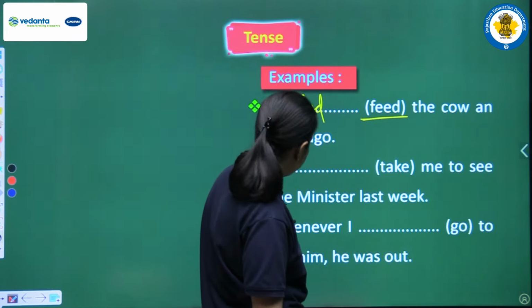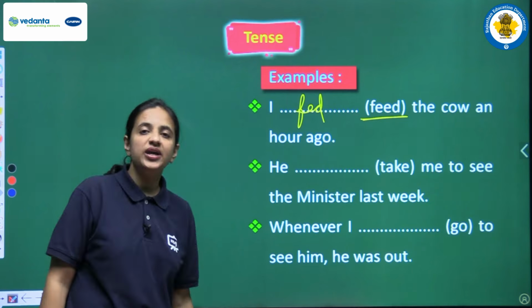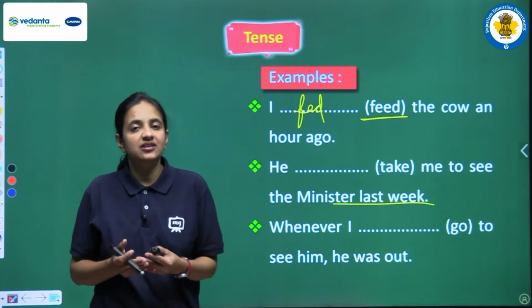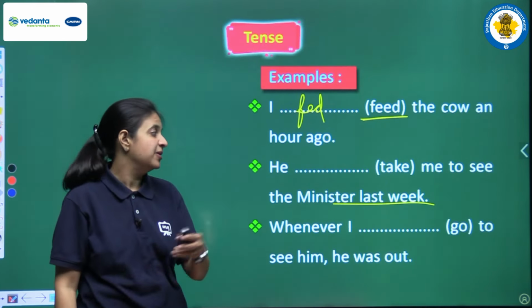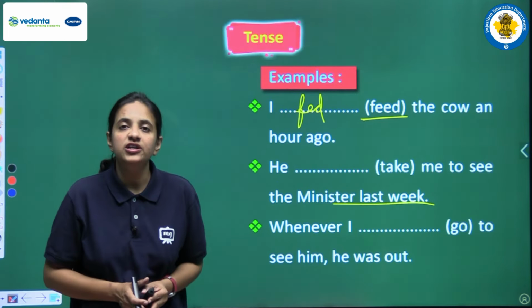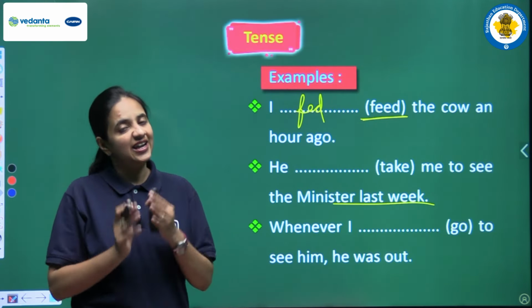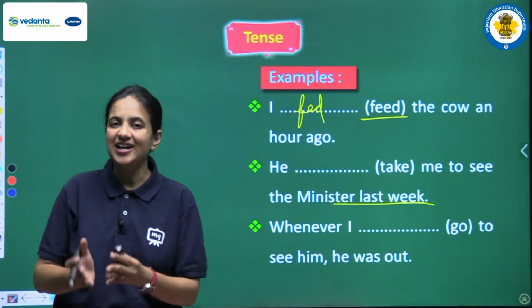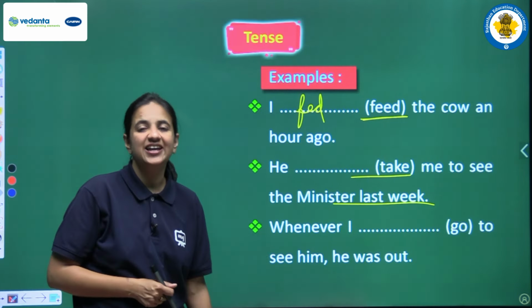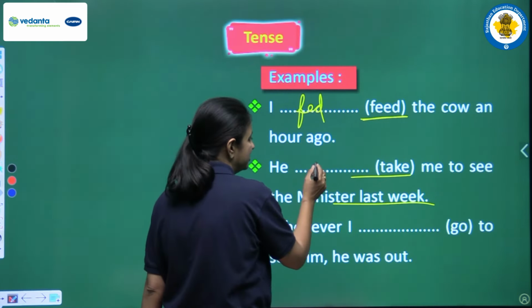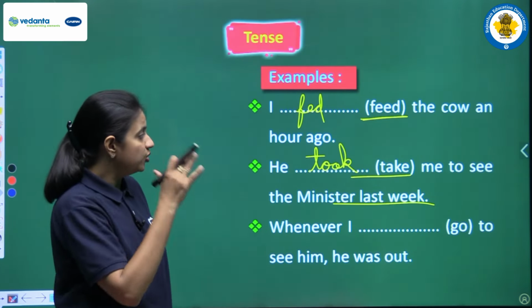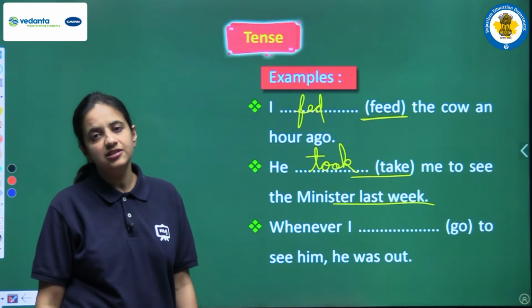Next is, he take me to see the minister last week. So in this sentence also we have last week, and we are talking about one event, one thing that actually happened in the past. And again we observe that this is a positive sentence. So one thing is clear here, that we want to use did, and at the same time we are aware that we have to write the second form of the verb. So let's see, the verb is take. What is the second form of take? Yes, it's took. So we will write took here, and we won't write did. So the sentence will be, he took me to see the minister last week.